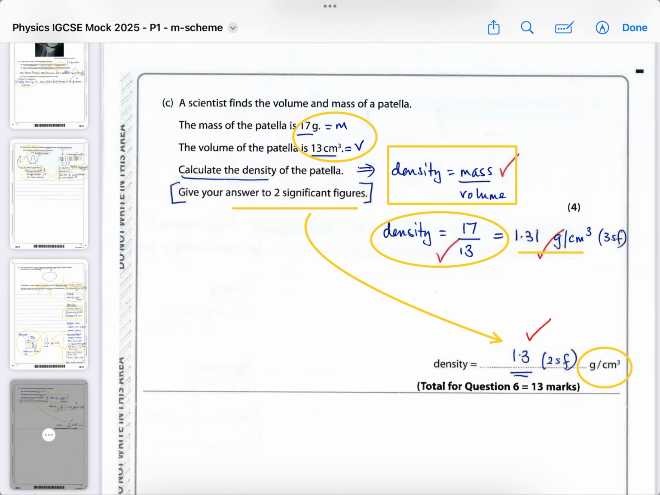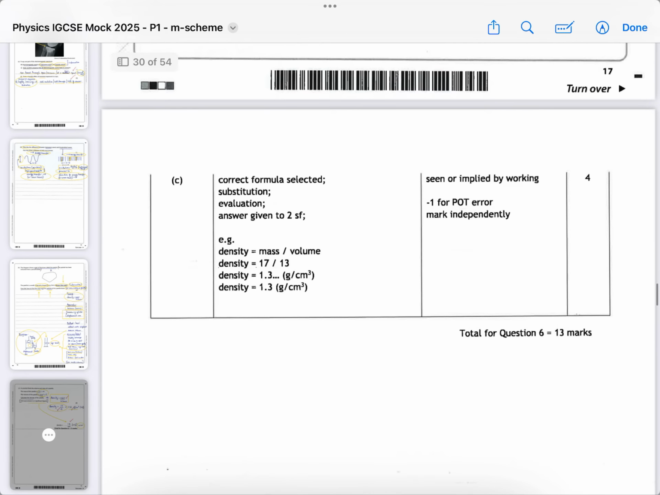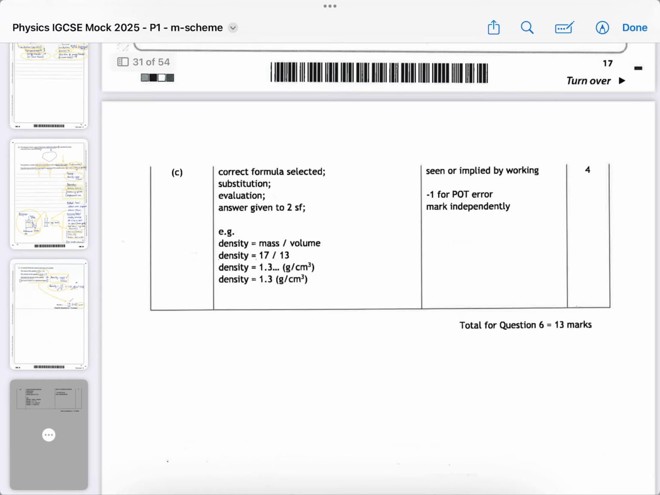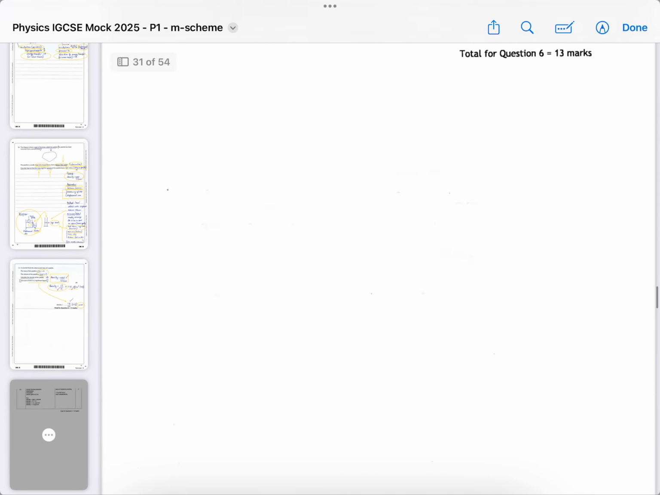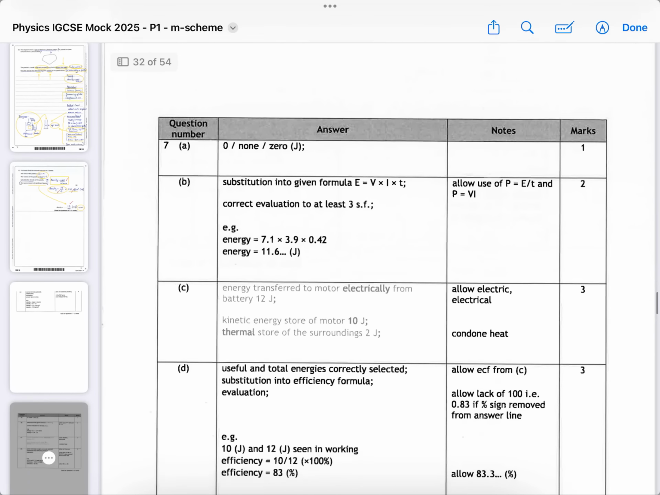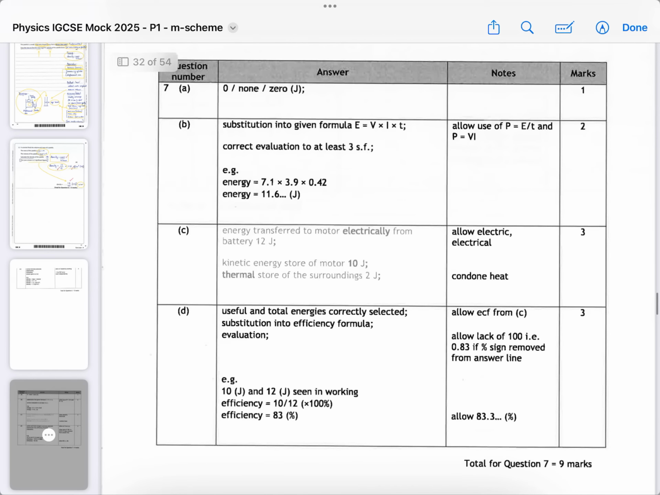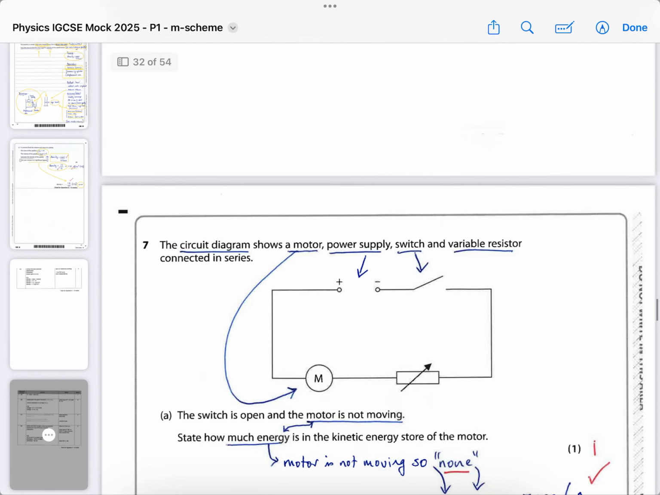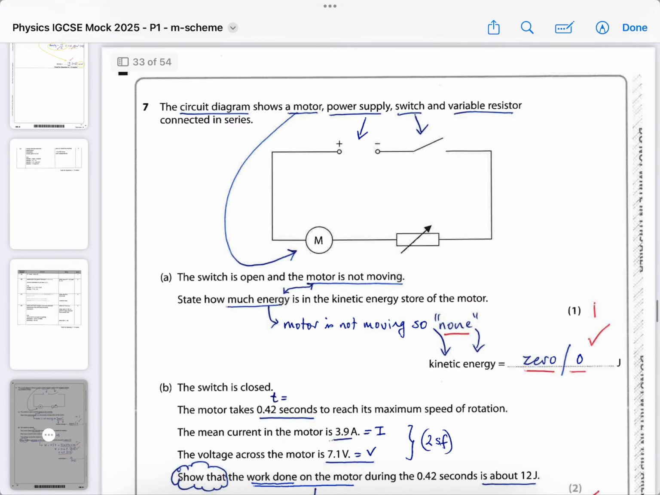So that's the 13 mark question. It's the longest question so far for this paper. And there is the mark scheme for part C. So you can pause the video and take a look, mark your own paper and see how well you did. Do corrections. And question 7 then is about electricity. It's 9 markers, so we'll do 2 questions in this video.